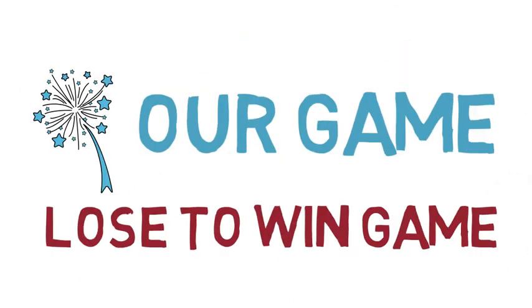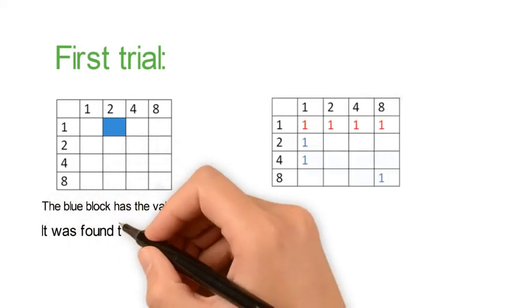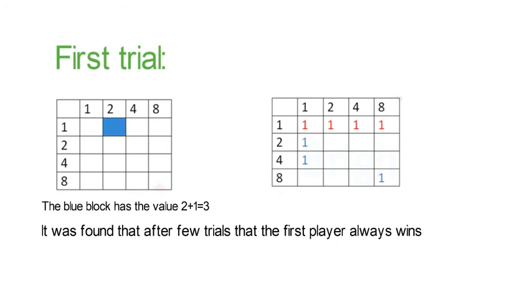For the really fun part, which is the game that our team has created, the lose to win game. The first attempt to make this game was to put fixed numbers, which are 1, 2, 4, 8 with fixed values for each element, and the players put 1 in their desired block to collect the least score, but we found that the first player always wins.